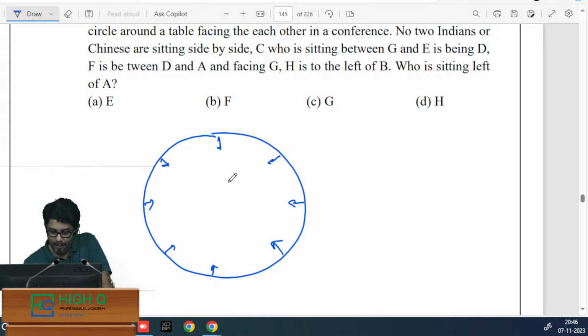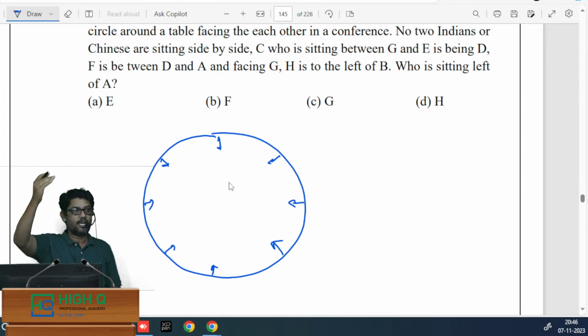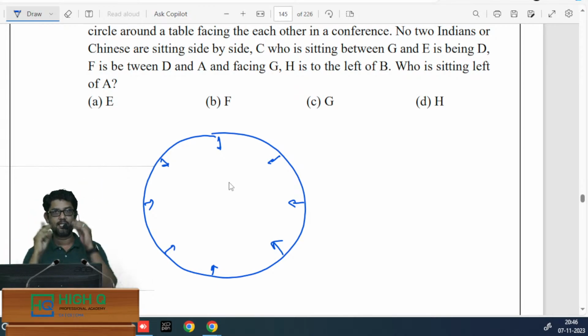Now, no two Indians and Chinese are sitting together. What is meant by that? Indian, Chinese, Indian, Chinese, Indian, Chinese, Indian, Chinese. This is a combination. Okay. C, who is sitting between G and E, is facing D.